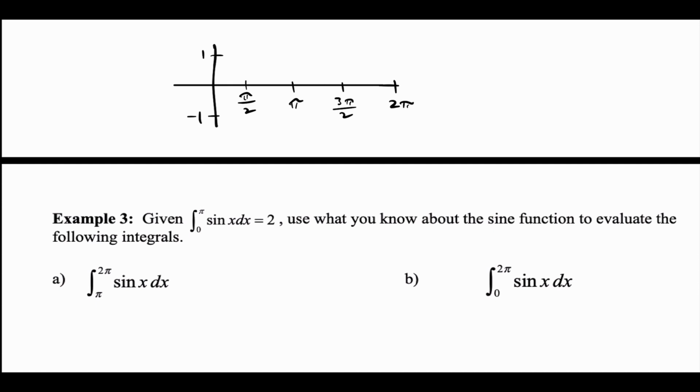So when we draw the sine wave, it starts at 0. At pi over 2, it becomes 1. At pi, it becomes 0 again. 3 pi over 2 becomes -1. So the sine wave kind of looks like this. That's what the sine wave looks like.